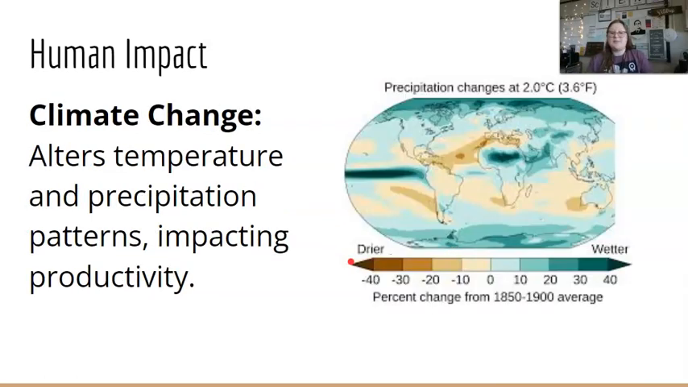And then climate change. So climate change alters the temperature and precipitation patterns, which impacts productivity. Again, the temperature that a plant is in is going to affect how much photosynthesis it can do. And then if it's getting rain, not getting rain, that's going to affect it as well. Plants need that water to do photosynthesis. And if there's not any, they can't do it. If there's too much water, then it could also kill the plant.